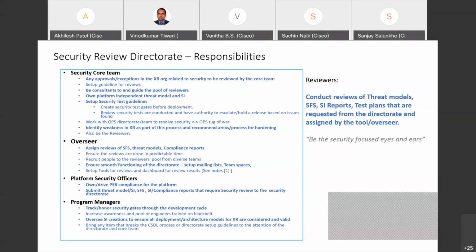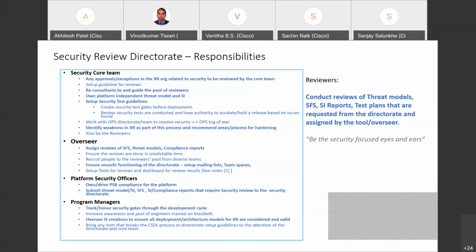They set up security test guidelines also and own PI, the platform independent threat model, and SI. The platform independent models are huge and they are applicable to all PD platforms. Based on analysis, what I have seen is these are around 100 to 120 in Lint and XR specifically. Then they identify weakness in XR and recommend a process for hardening. They also have the capacity to go and stop the release if a platform is not meeting the compliance.